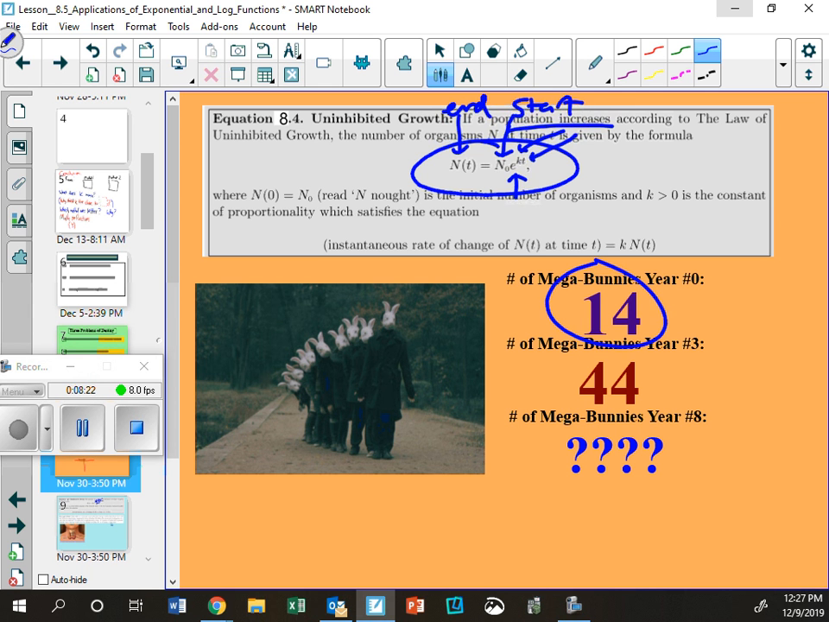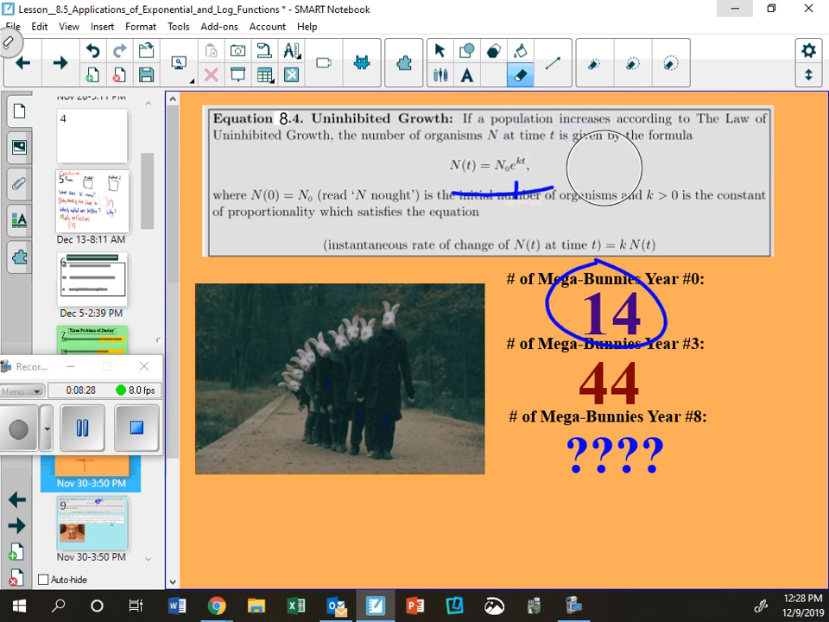Can somebody please tell me, where would you put the 14? N sub 0, that's where the 14 should go. Okay, so 14 goes here. How about the 44? Is that one of these things? Is that how much there was after some period of time? Yes, so we put a 44 here. Then which of the other remaining things do we know? Do we know E? Well, yeah, everybody knows E. It's about 2.718. How about K? Do you know K? No, you have to solve for K. And then how about T? Yes, you know the T, the time, or the trial number, which in this case was 3.